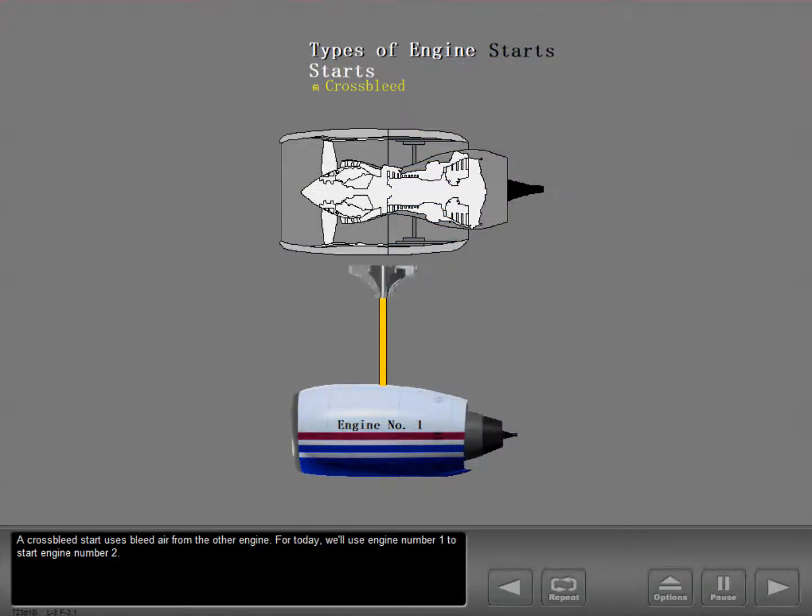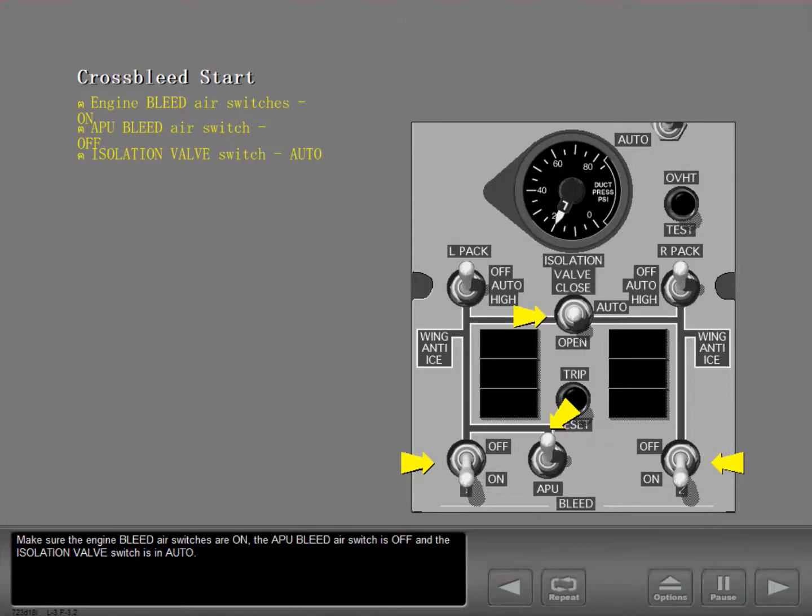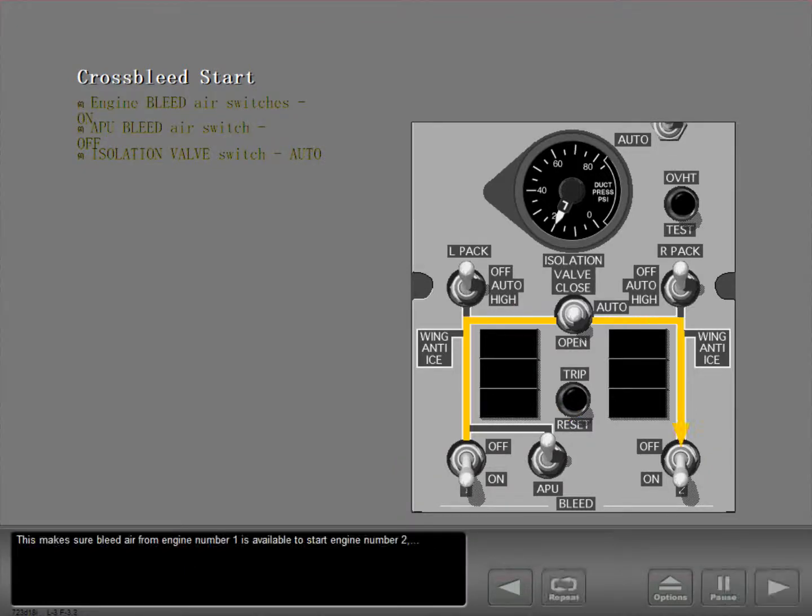A crossbleed start uses bleed air from the other engine. For today, we'll use engine number 1 to start engine number 2. Make sure the engine bleed air switches are on, the APU bleed air switch is off, and the isolation valve switch is in auto. This makes sure bleed air from engine number 1 is available to start engine number 2, and the APU is isolated from the high start pressure.